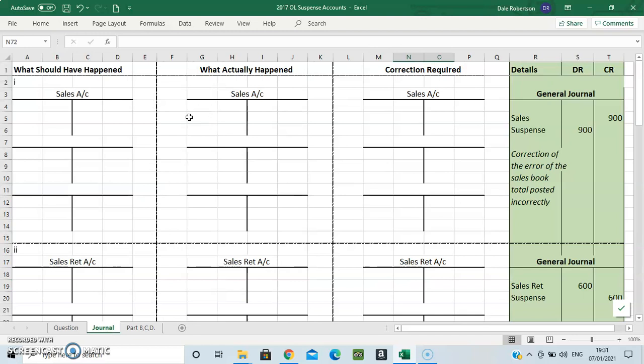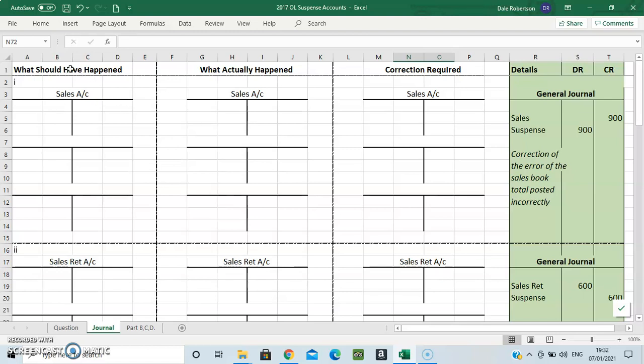So here's our setup. I have the answers pre-written in here, but I'm going to show you how we got it in each case. So number 1 says the total of the sales book, 16,500, has been posted to the sales account as 15,600. So that's an error of arithmetic, because they have put the number in wrong. They've jumbled up the 5 and the 6.